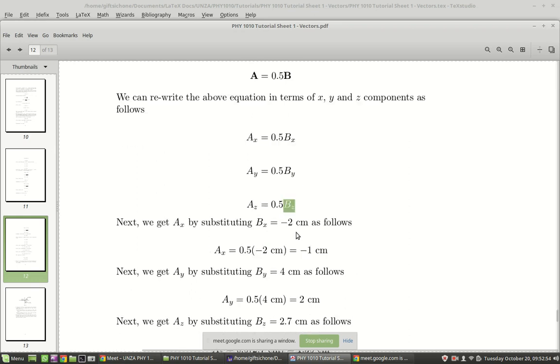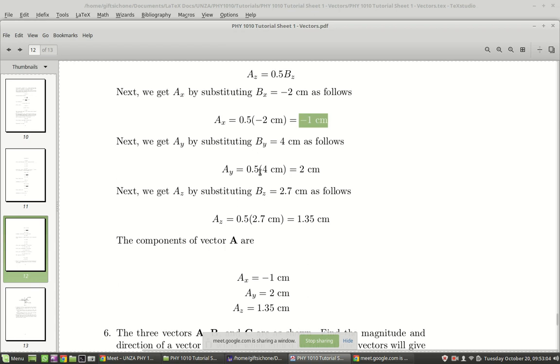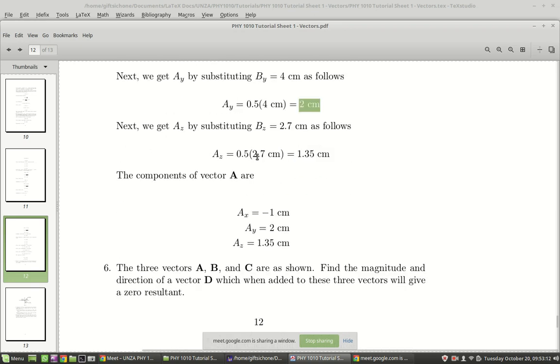So we just substitute the values of B. For Ax, Bx was minus 2 centimeters, so we ended up having Ax of minus 1 centimeter. For By, By was 4 centimeters, so we ended up getting a value of Ay as 2 centimeters. Bz was 2.7 centimeters, so we ended up having a value of Az as 1.3 centimeters.